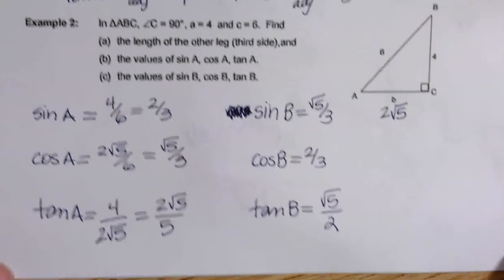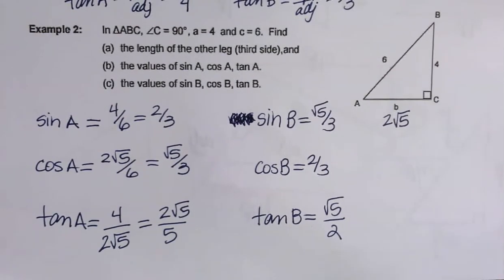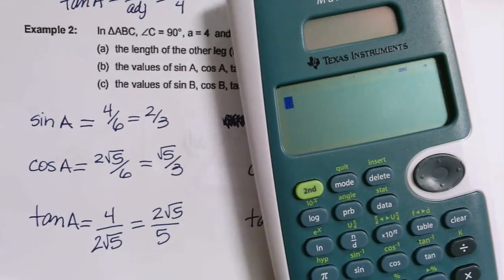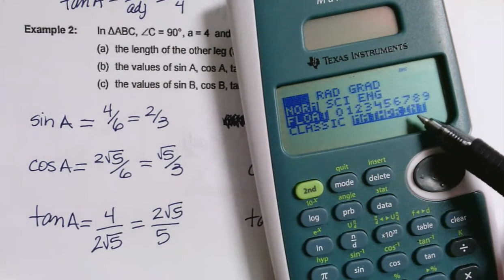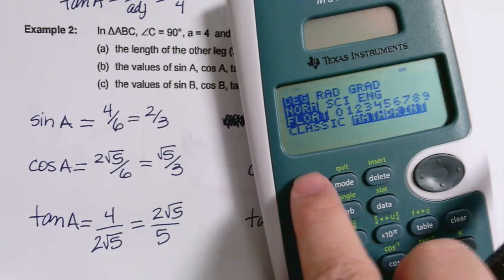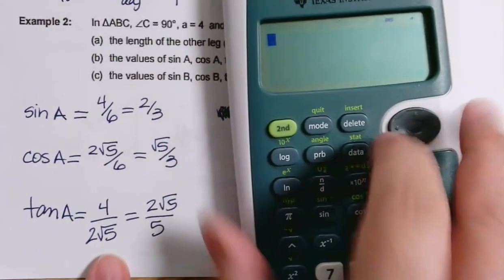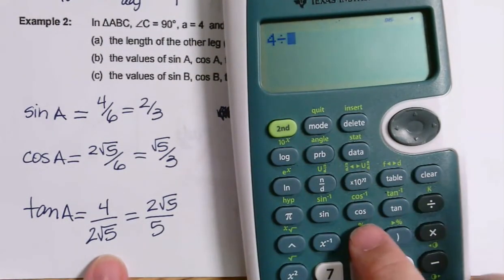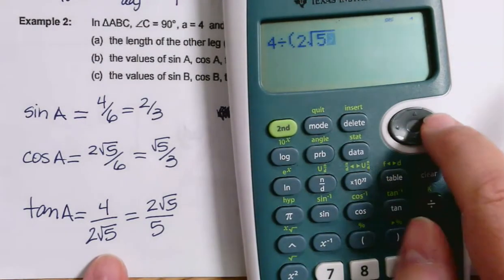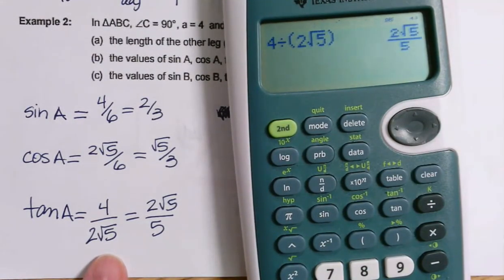Questions on anything I got? Any that you want me to talk through how I got it? If you are using a multivariable calculator, which looks like this, the radical calculations are super simple, especially if you're in math print mode. Go to mode at the top and then math print. It does radicals for you basically. So like here, 4 divided by, and I would put this in parentheses, 2 root 5. It's going to tell me that that's 2 root 5 over 5.